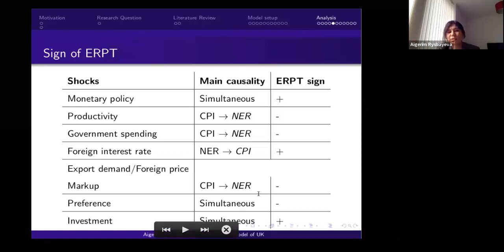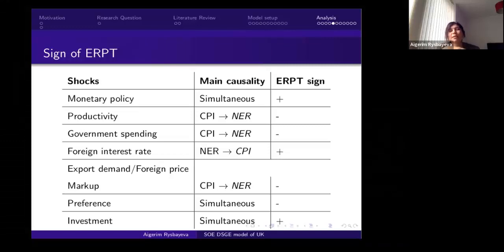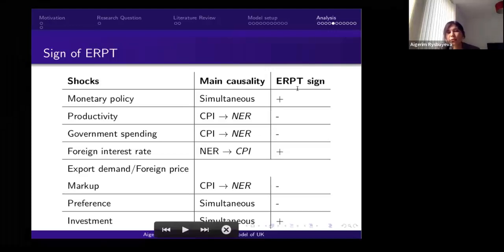So what does this mean in general? In simple words, when a shock hits the economy, individuals like firms set different prices. For example, if there is a monetary policy shock, firms might change prices a lot, but if we have a government spending shock, they will change them just slightly. So individuals behave differently under different shocks. That's why the sign and the magnitude of the ERPT degree are quite different.